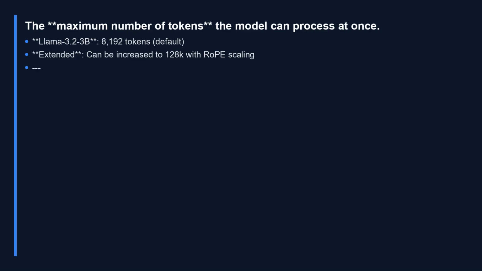For llama-3.2-3b, the default context window is 8,192 tokens. That's the total budget for everything: the system prompt, the entire conversation history, and the response the model is about to generate. With rope scaling, this can be extended to 128,000 tokens, but that comes with memory and compute trade-offs. For most fine-tuning work, the default 8,192 is your working constraint.